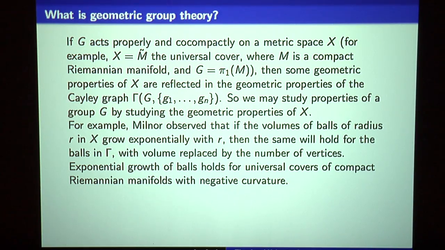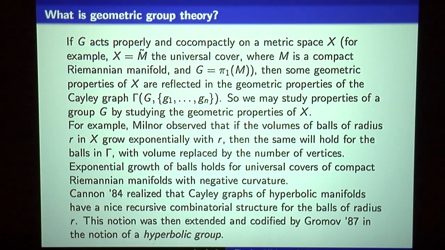And so, for example, Milnor showed that if the volumes of the balls of radius r in X grow exponentially with r, then the same will hold for the balls in gamma. Of course, what do I mean by the volume of the ball in gamma? I just mean the number of vertices in the ball, or whatever you like. So exponential growth of balls holds for the universal cover of compact Riemannian manifolds with negative curvature, like hyperbolic manifolds.